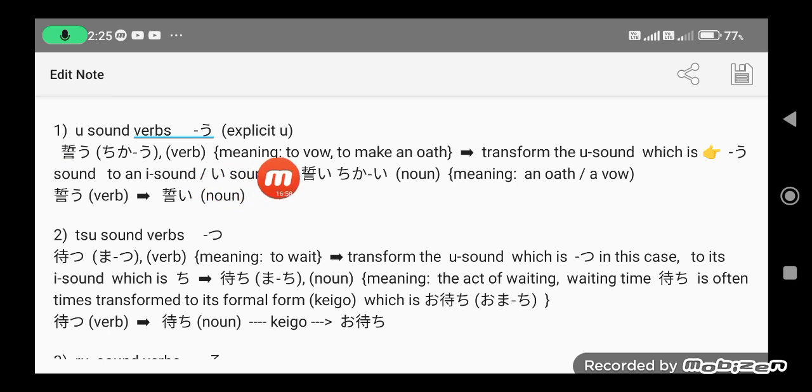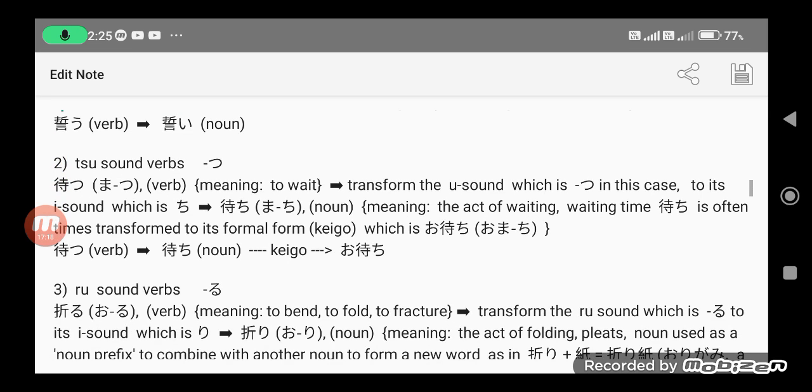So before, the meaning is a verb, to make a vow, to make an oath, or to make a promise. And when we do the extraction, it now becomes a noun. The verb becomes a noun. Now the meaning changes to an oath and a vow. So that's a verb transformed into a noun.